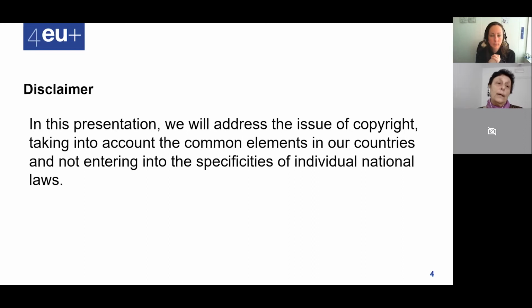A brief disclaimer, we are from different states and our states have different copyright laws. In this presentation, we will address the issue of copyrights only taking into account the common elements in our countries and not entering in the specificity of individual national laws.